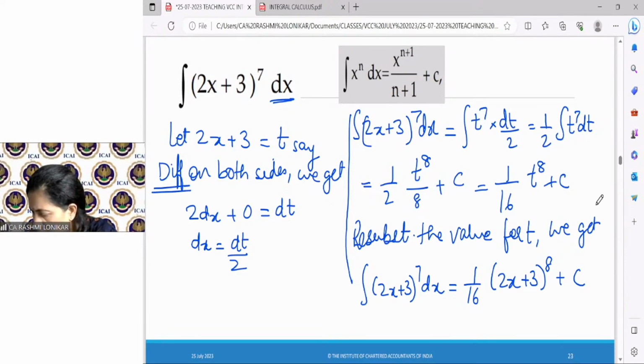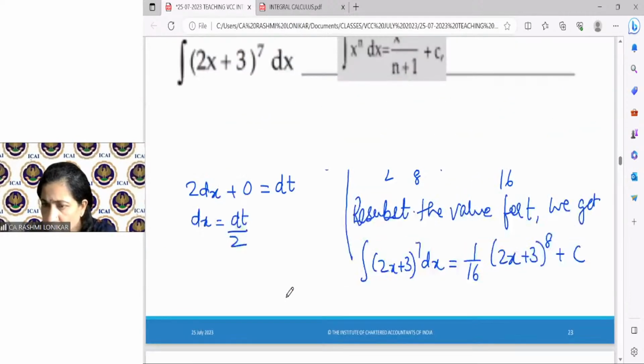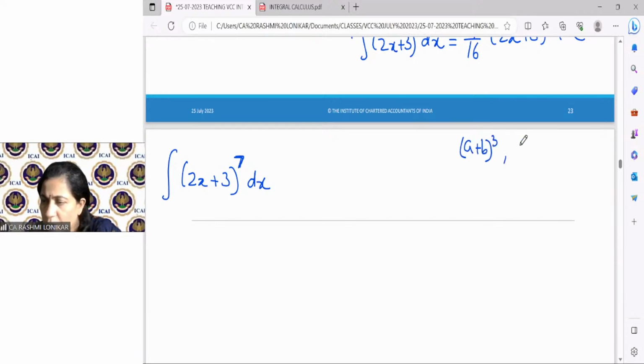Yes, Mansi. Palak again. Okay. Integral of 2x plus 3 raised to 7 dx. Now because this is raised to 7, it is not raised to 2, because I have a formula for a plus b whole cube, I have a formula for a plus b whole square, but I don't have this formula.